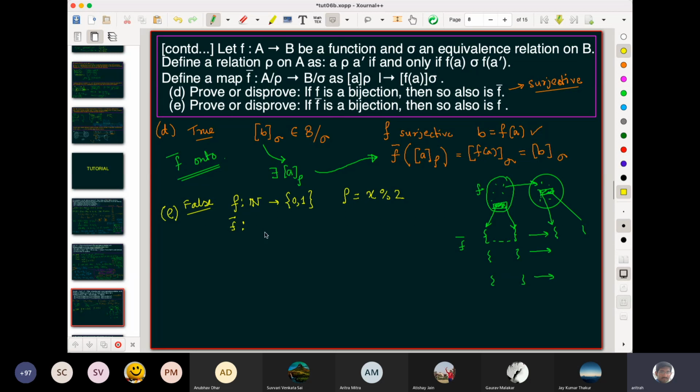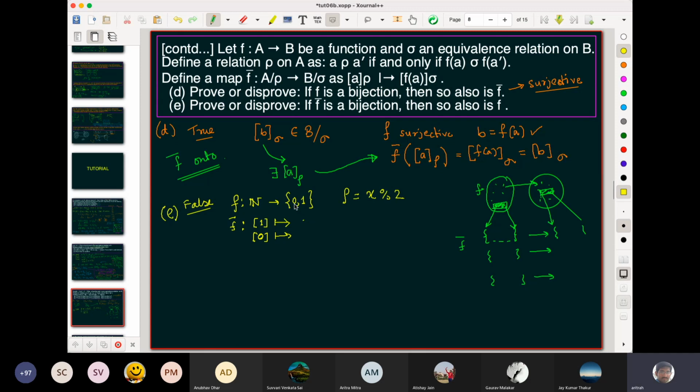Now, what classes does it bring from N? The class of 1 and the class of 2. Let's say the class of 1 and the class of 0, I say. That would be better. Okay, sir. Then how does the map go? Then it goes to 0 and 1.